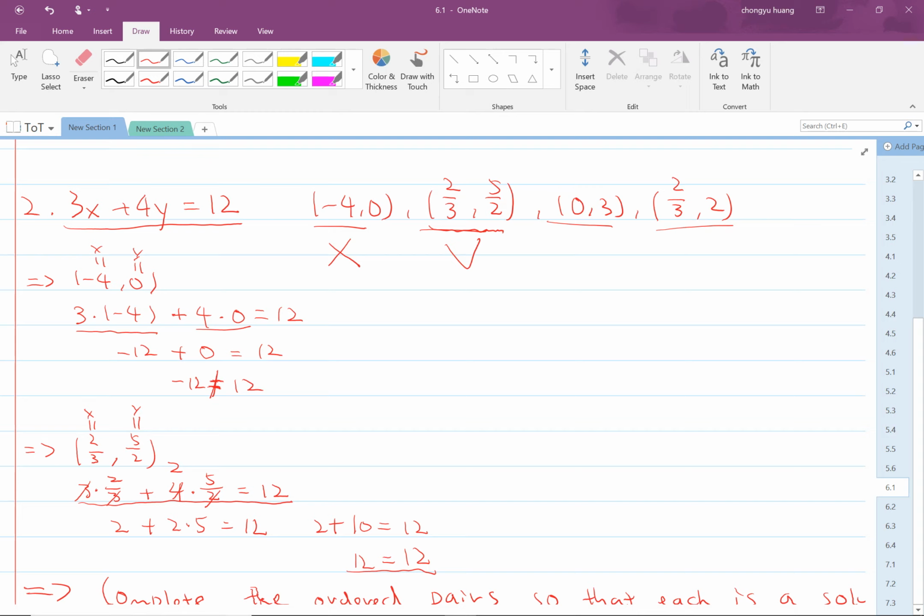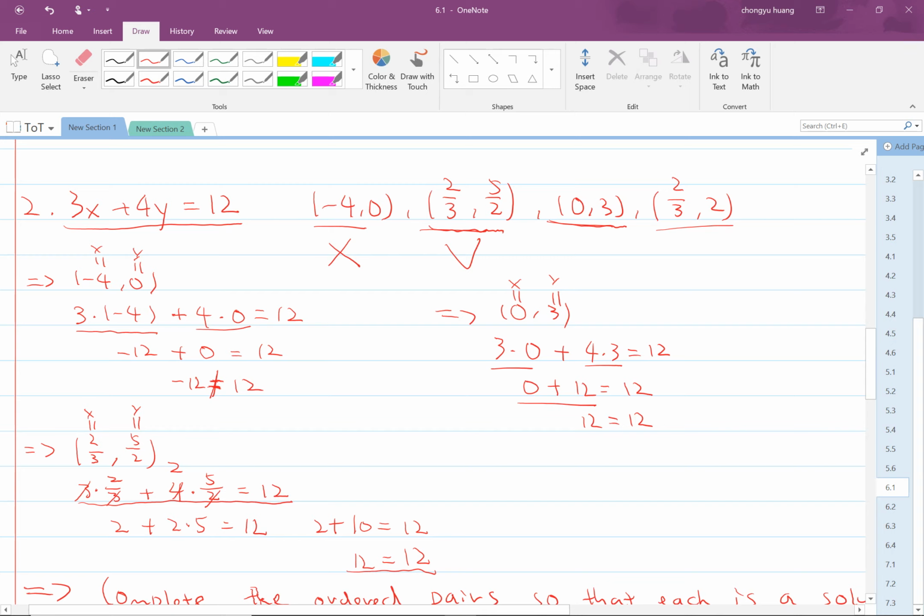So let's move into the third point, which is 0 and 3. Okay, x equal to 0, y equal to 3. So now we basically plug in the point, right? So we have 3 multiplied by 0, and then plus 4 multiplied by 3 is equal to 12, right? So here 3 multiplied by 0 is 0. 0 plus 4 multiplied by 3 is equal to 12. So we got 12 equal to 12.